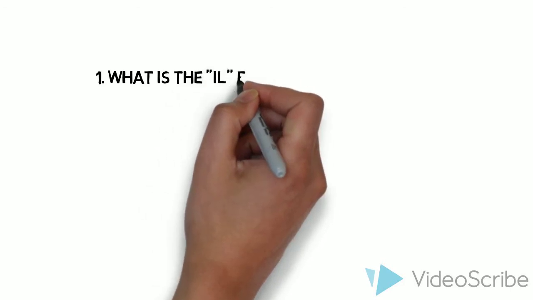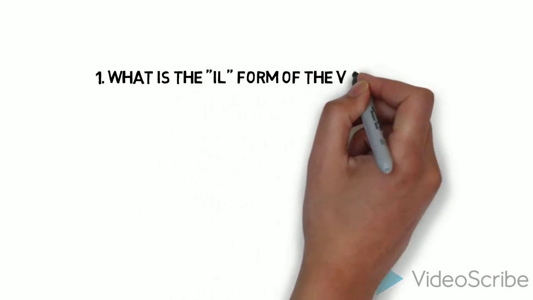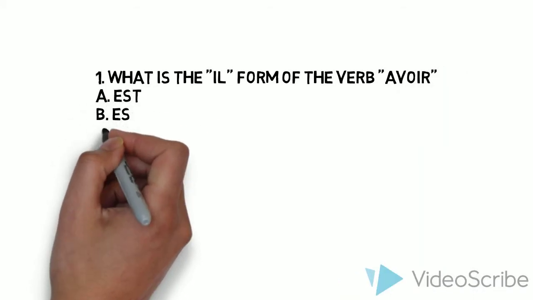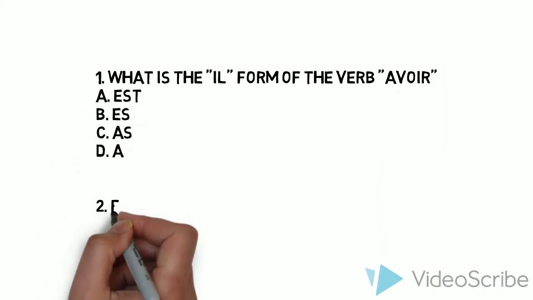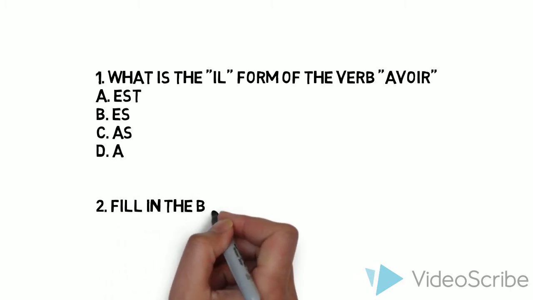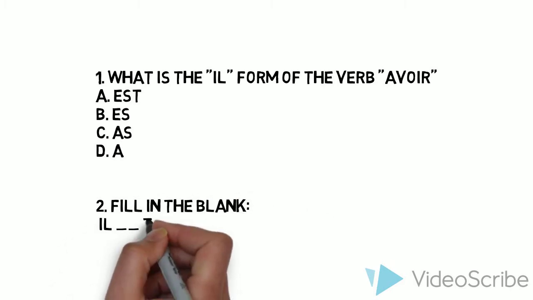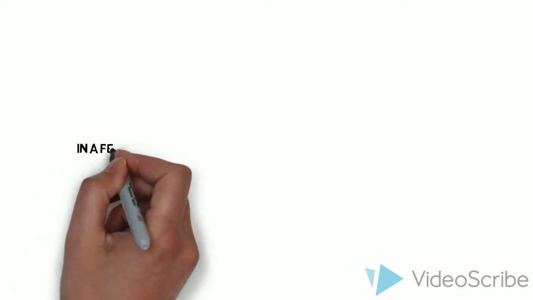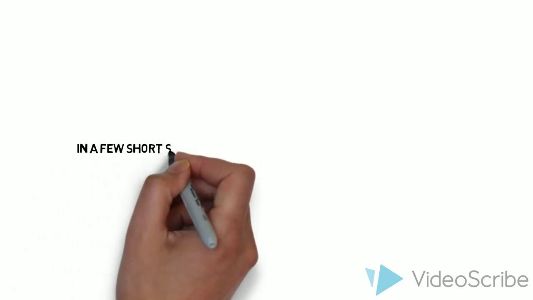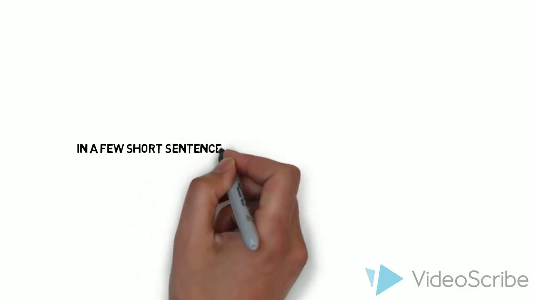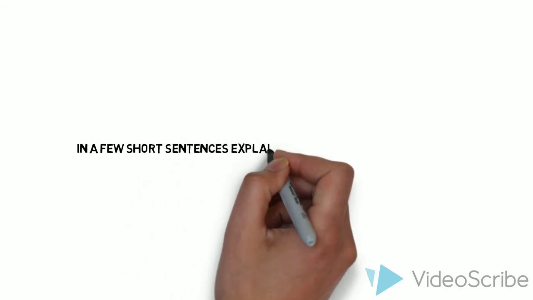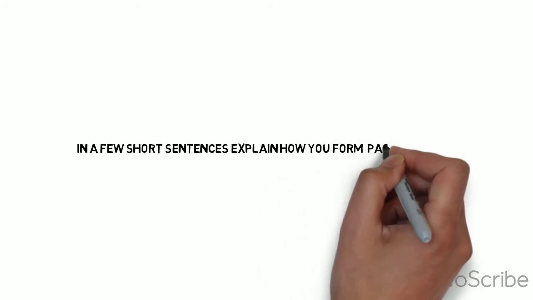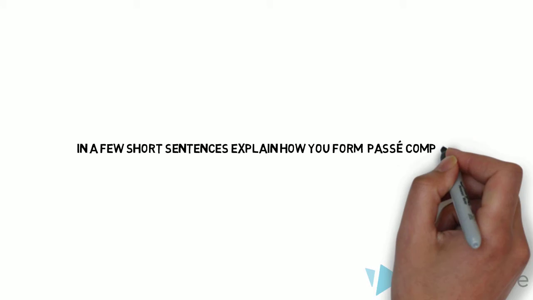As an example, I will use French grammar concepts from the Alberta Program of Study. Let's start with the grade 10 material. Questions can be very simple, such as multiple choice or fill-in-the-blank conjugation questions, or a little bit more complicated, like in a few short sentences, explain how you form passé composé. Depending on the level of students and the topic they're covering, you can determine the difficulty of the questions they're making.